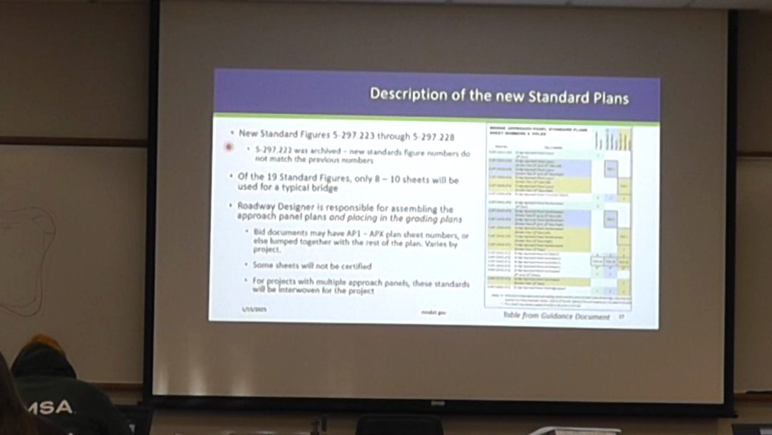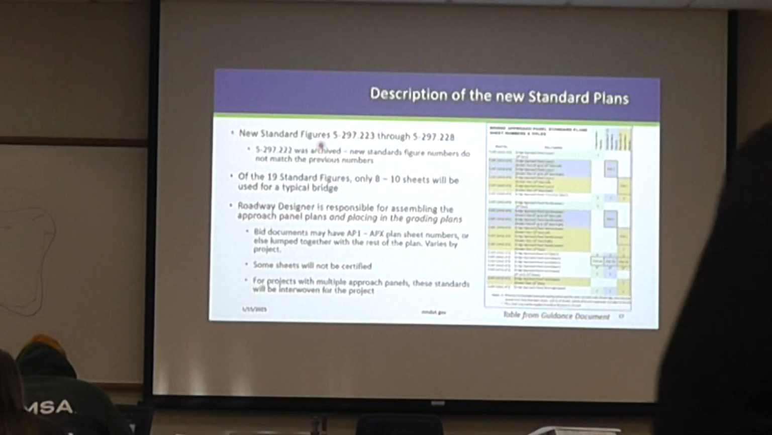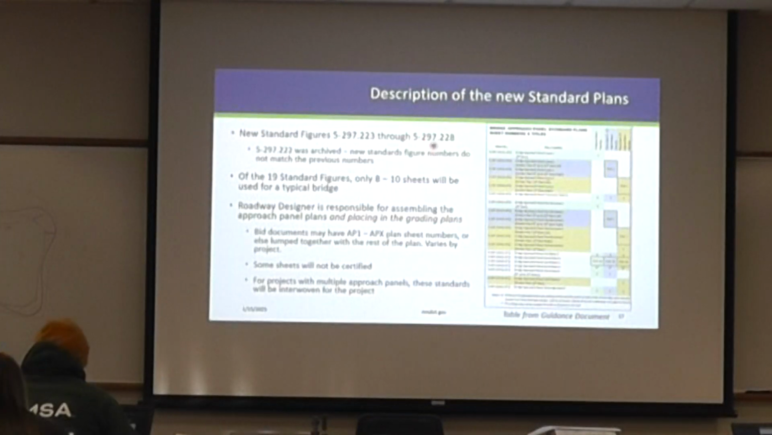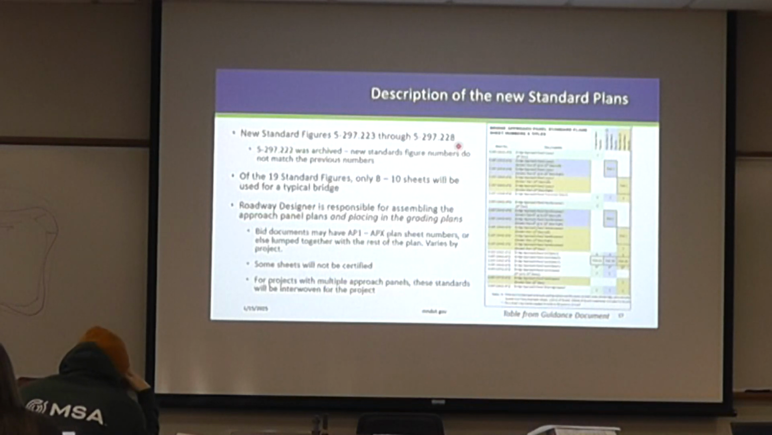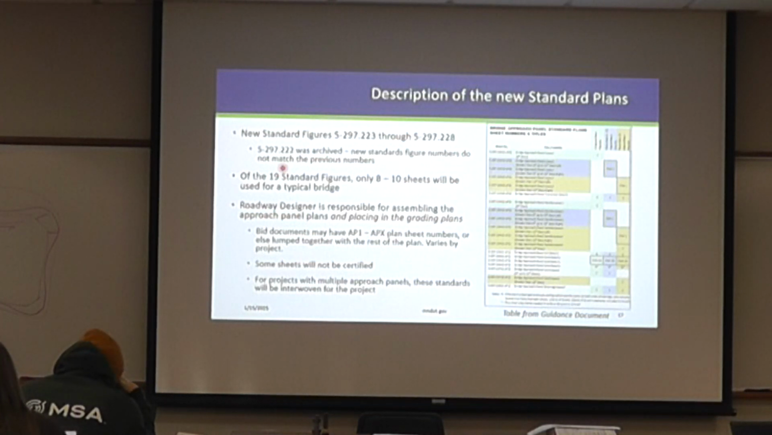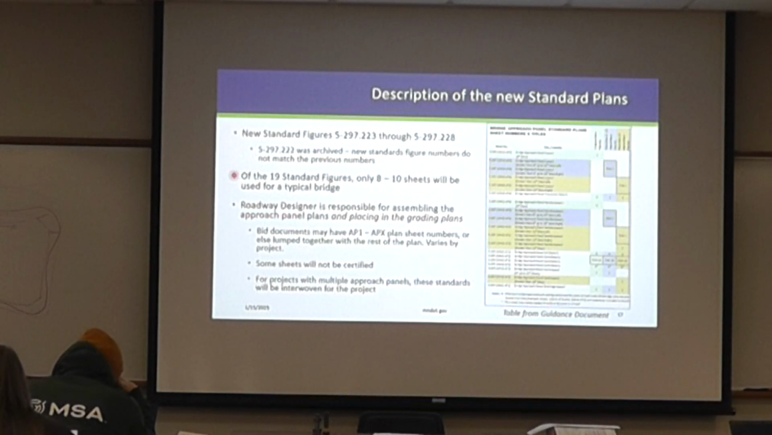The new standard figures are 297.223 through 228. I will note that we revamped the nomenclature for these standards, so don't expect that what was on 223 previously is now on 223 currently. Things were shifted around, and I even mentioned here this 222 detail was archived. So just note the new standard figure numbers are not going to match the previous numbers that you might be more familiar with.